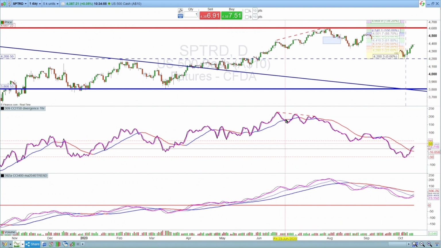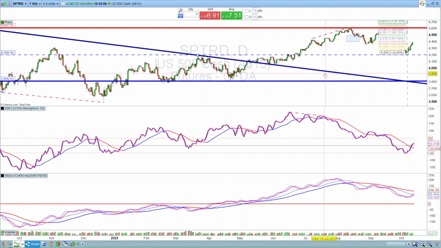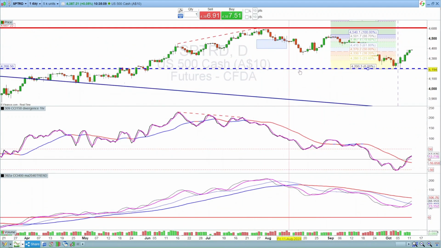Now what I've got here is support and resistance lines, and a minor support here right in the middle. The resistance up here at 4607, and it's bounced off that, and it came down and bounced off that minor support at 4200. Now we did have a bearish divergence here on the CCI 150, and it hit our target there back in late July.